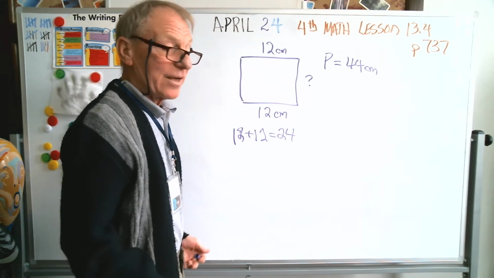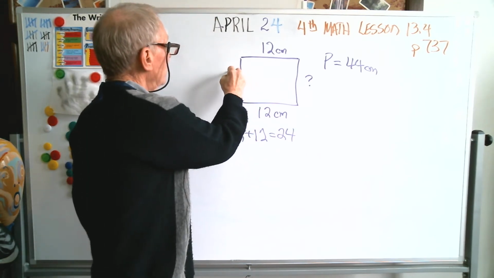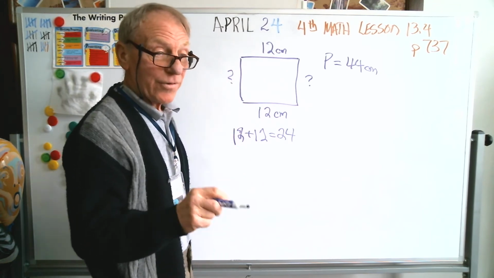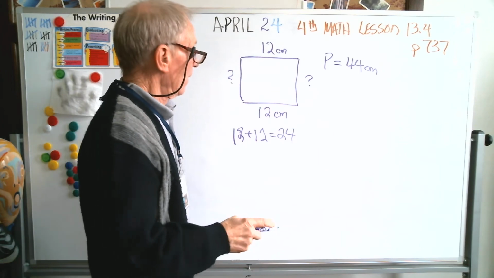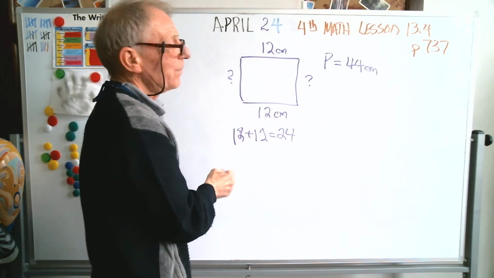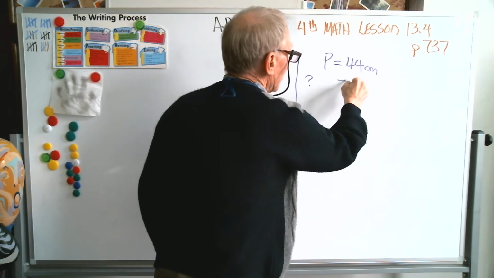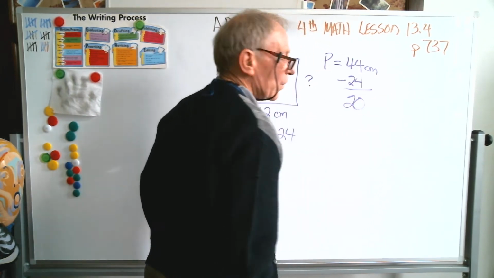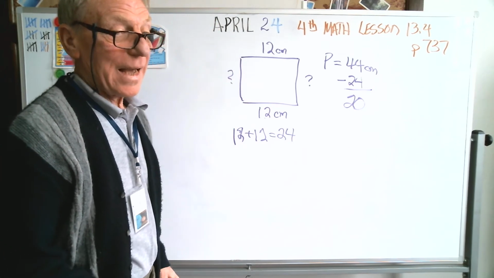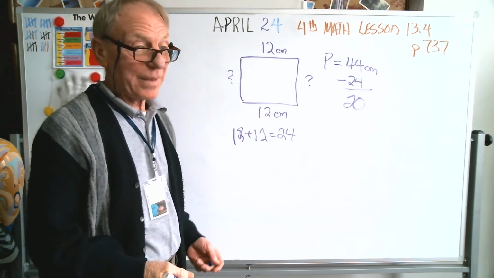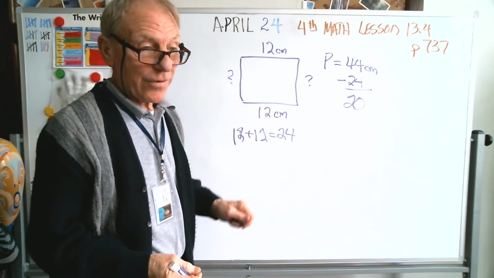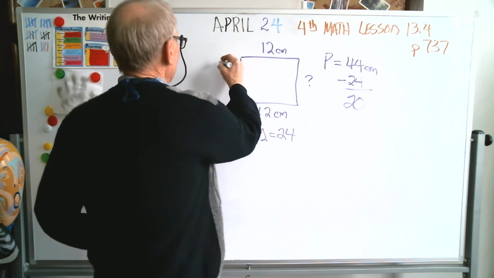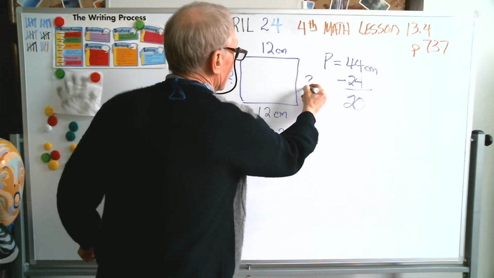And that leaves us to figure out what the other two sides are going to be, because when you add them all together, they got to equal 44. So we've got 24 already. So we're going to subtract that from the 44, and that's going to leave us with 20. And you split that in half because they're the same dimension too. So 20 split in half would be 10 and 10.